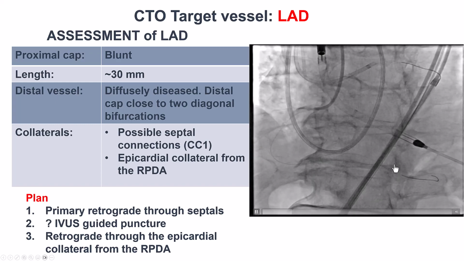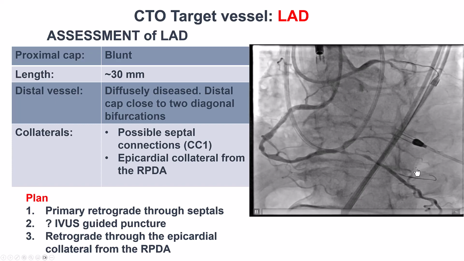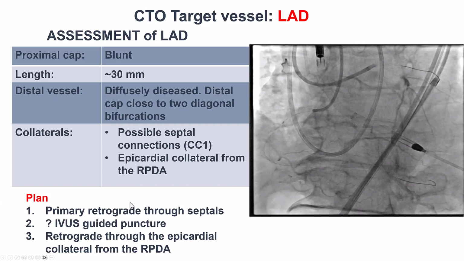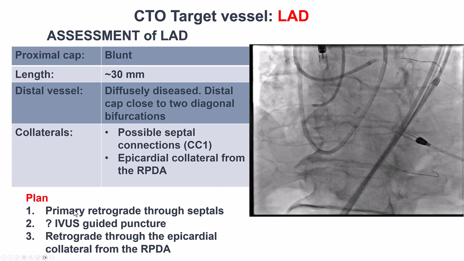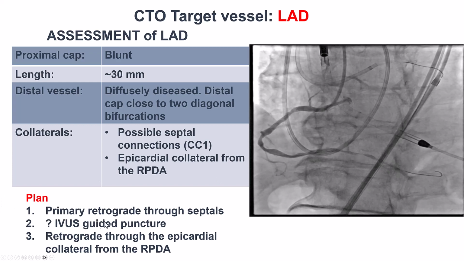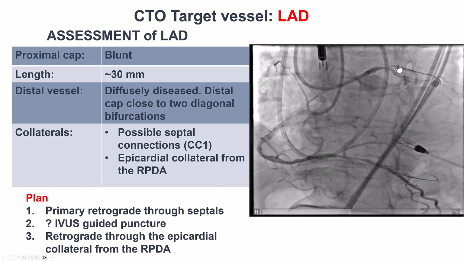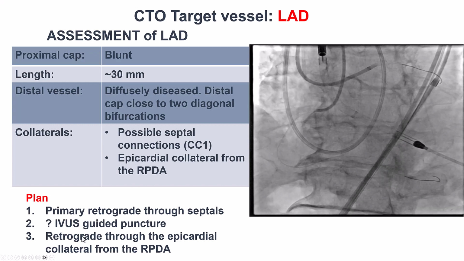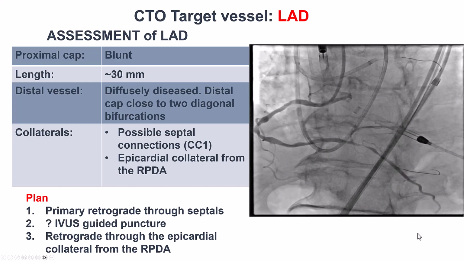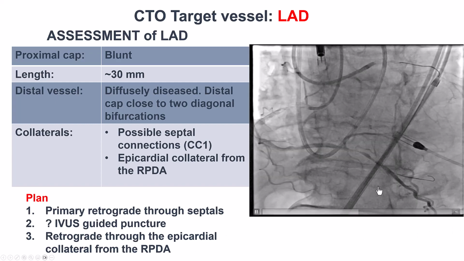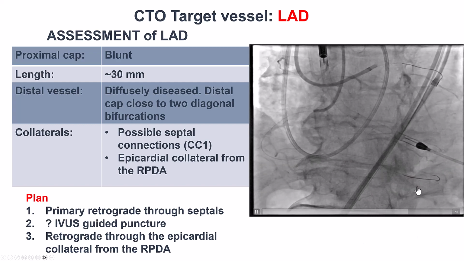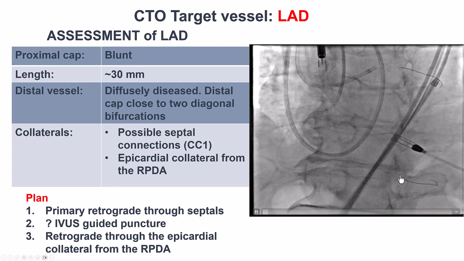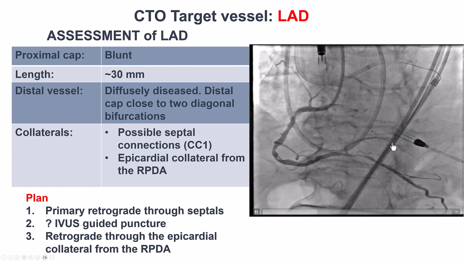But there are some septals, and we thought there might be some connection from the septals into the LAD. So the plan was to first try a primary retrograde through the septals, then try IVUS-guided puncture with the IVUS into the ramus branch, and if that failed, try to go retrograde through the epicardial. The concern there is ischemia, since this seemed to be the dominant provider of flow into the LAD.